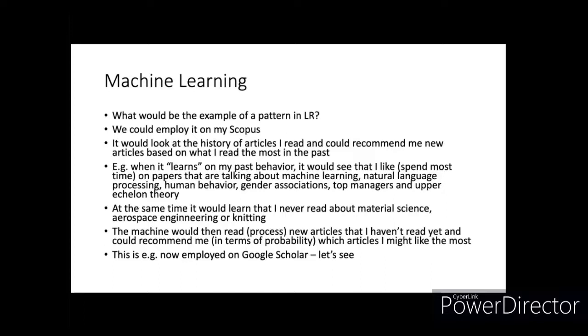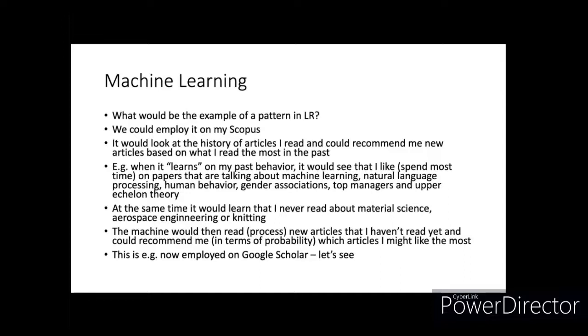What I like are papers about machine learning, natural language processing, human behavior, gender associations, because I have some research on it using natural language processing also. I like research about top managers, personality, indices, and upper echelon theory, and some more. At the same time, I never read anything about material science, aerospace engineering, or, for example, knitting. So what would a classic machine learning model do?